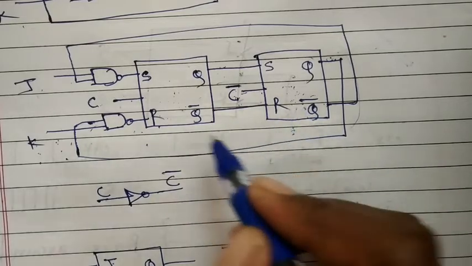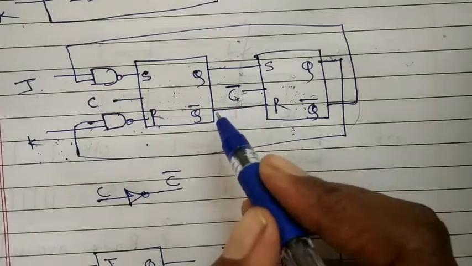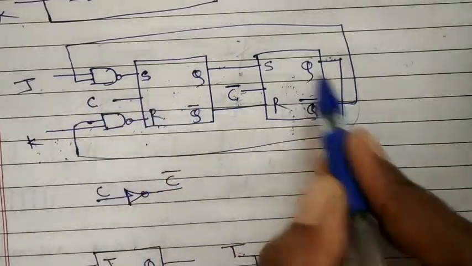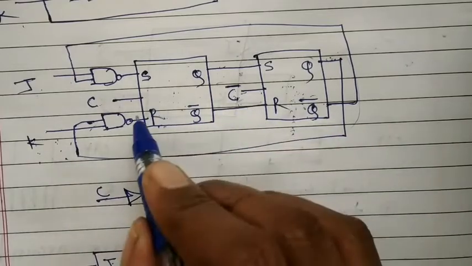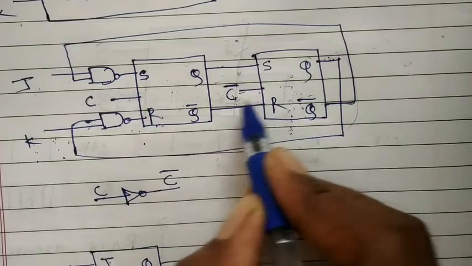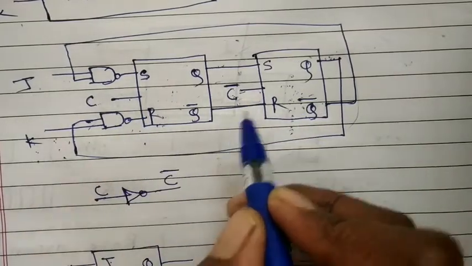So this way the fluctuations between 1 and 0 at the output of this flip-flop are avoided by using the master and slave flip-flop. So this is the master flip-flop, this is the slave flip-flop, and both work in inversion mode, meaning this is the clock signal and this is the inversion of the clock signal, and this way the race around condition is avoided in the JK flip-flop.